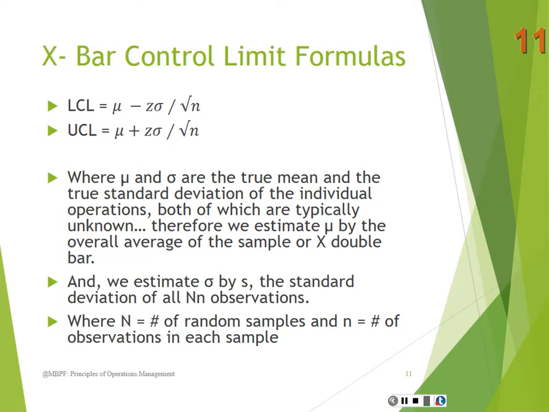A couple of things you need to remember: capital N represents the number of random samples that you're going to collect, and small n is the number of observations in each sample. So if I've got 20 samples that I'm drawing, and I have 5 observations in each sample, that means I have a total of 100 observations, right? When you use the small n, understand that we're talking about the number of observations in each sample, okay?